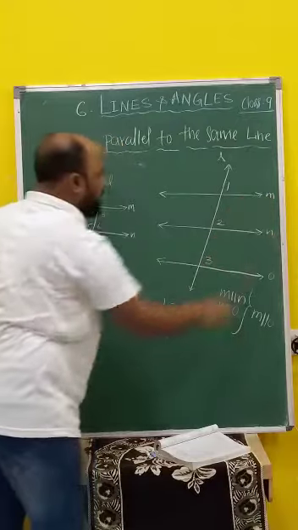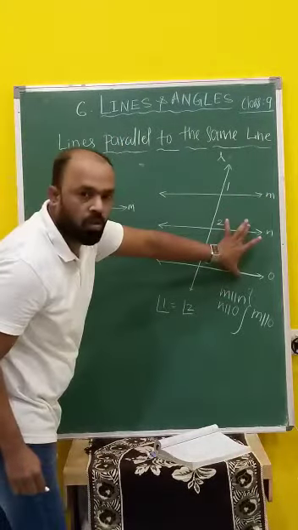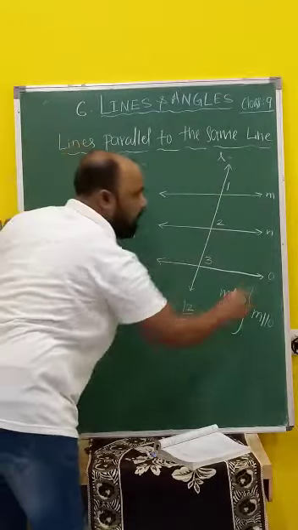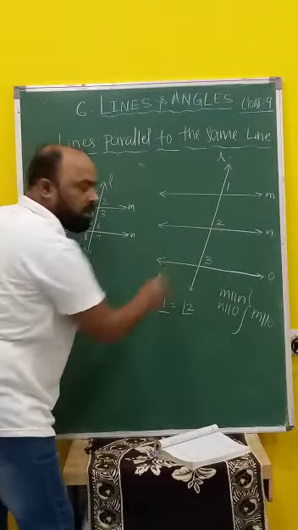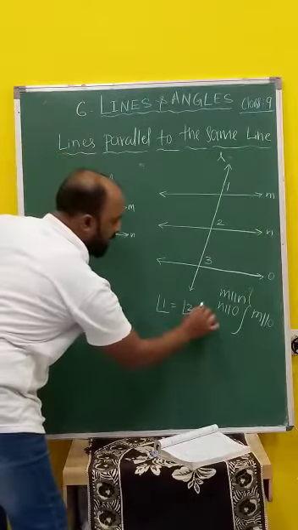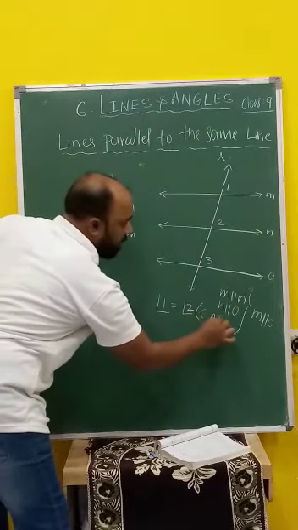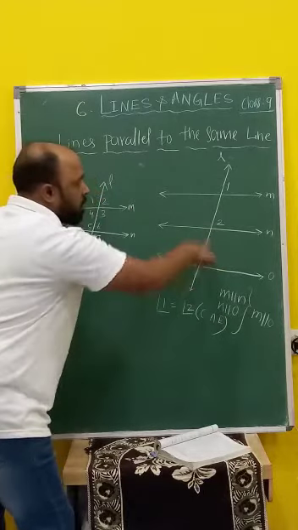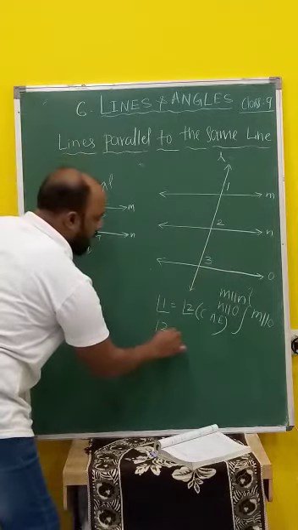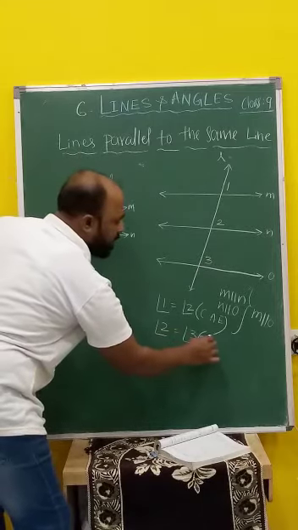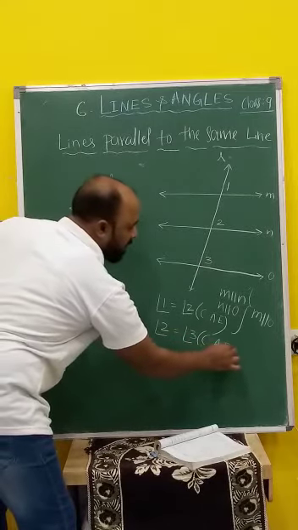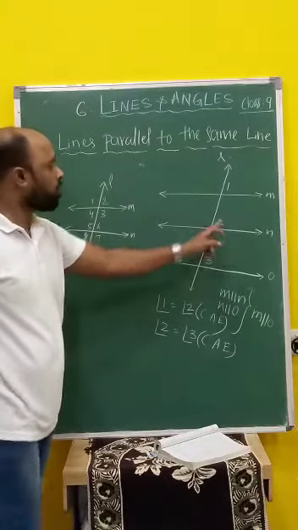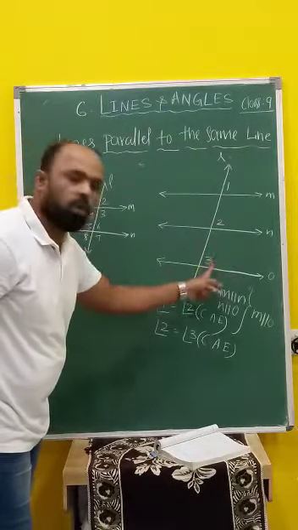Next, observe N and O only. L is the transversal. N and O are parallel lines. Is 2 equal to 3 possible? Yes, and here corresponding angles are equal. In the same way, these two are parallel and this is the transversal. Angle 2 is equal to angle 3. Again, corresponding angles are equal. Clear, children? First, angle 1 is equal to 2. Second time, angle 2 is equal to angle 3.